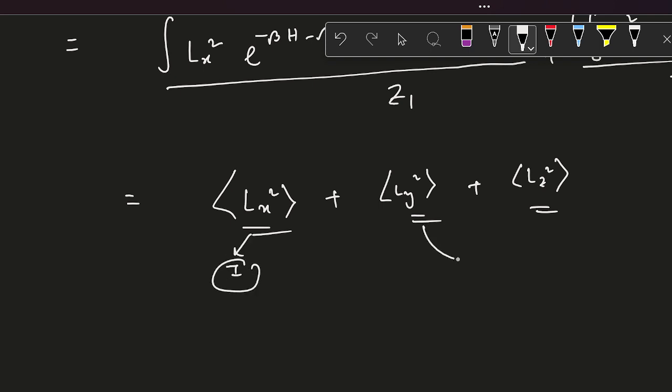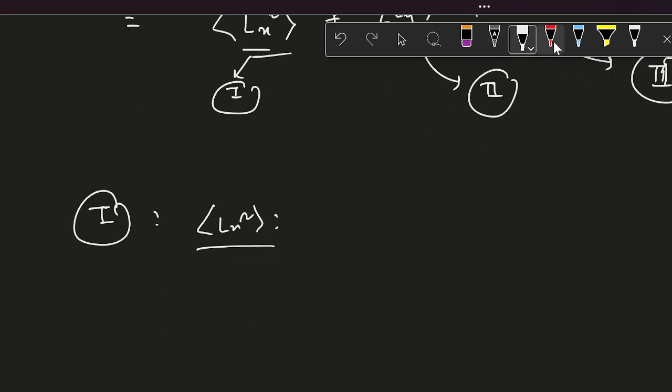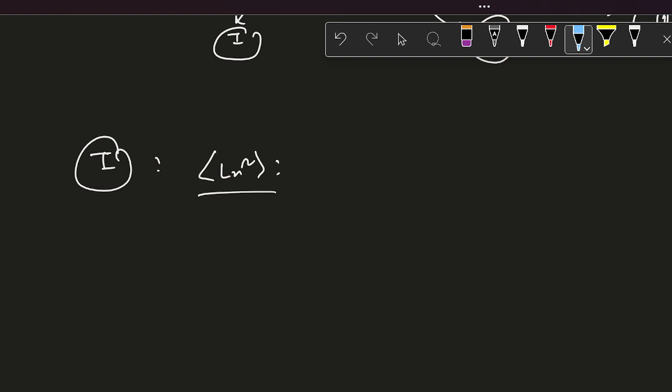Let's say we take this as 1, this as 2, and this as 3. First we deal with the average of Lx squared, that is integral number 1, and start to solve it. Put in the value of Lx so that you can understand it better. Lx is your x component of the angular momentum, which is just y pz minus z py. You can check it from the cross product of r and p, but this is the component.